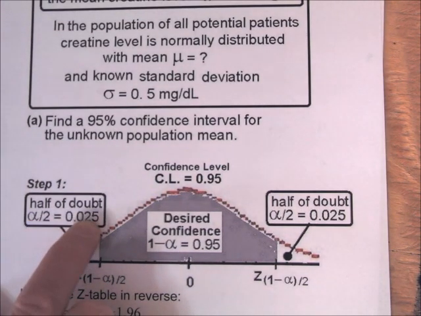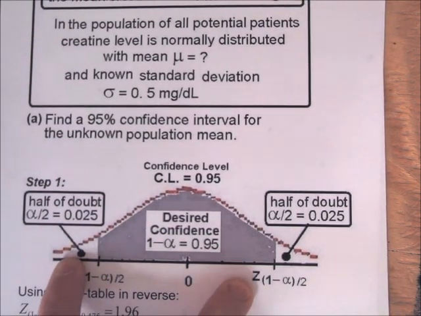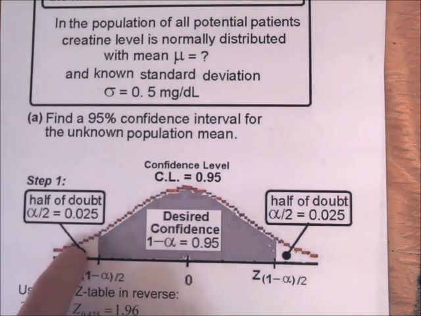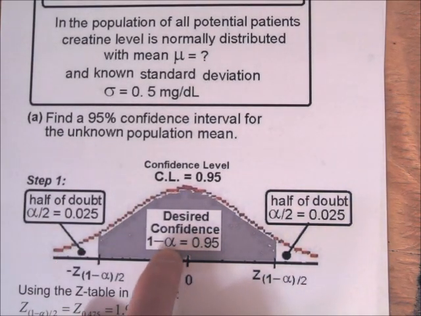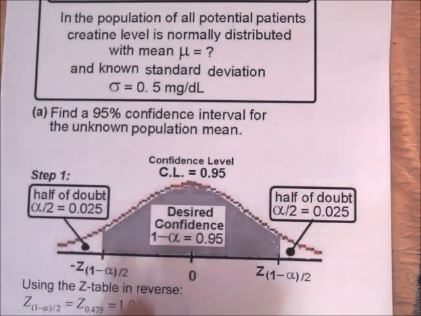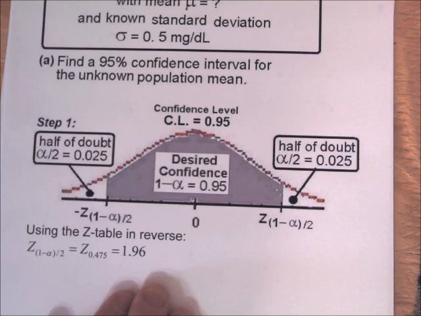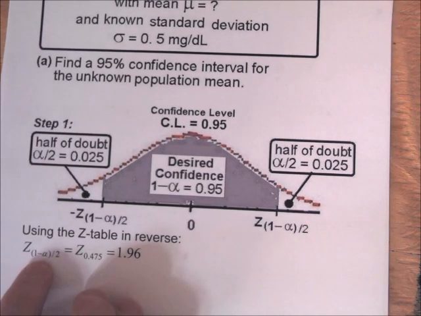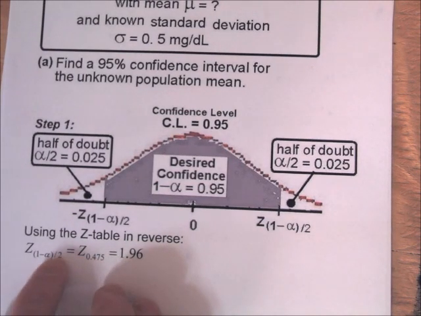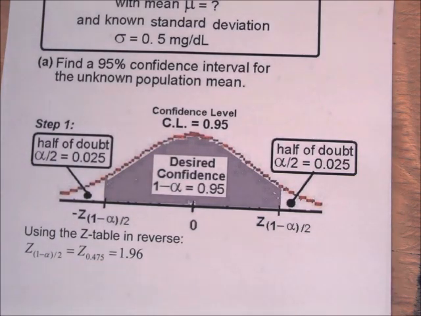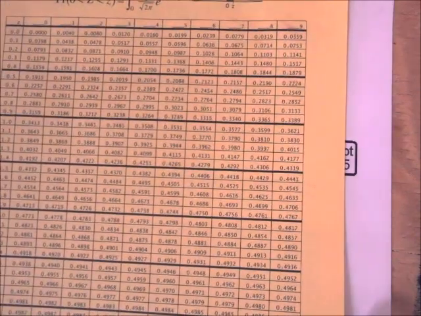So alpha over 2 is 0.05 divided by 2, which is 0.025, and we put half of our doubt at each of the two extremes. So the desired confidence is in the middle. That's 1 minus alpha, that's 0.95, and then we put half of our doubt at the two extremes. So we want to use the z-table in reverse, and 1 minus alpha is our level of confidence. Divide that by 2, 0.95 divided by 2 is 0.475. So we look in the z-table for 0.4750.